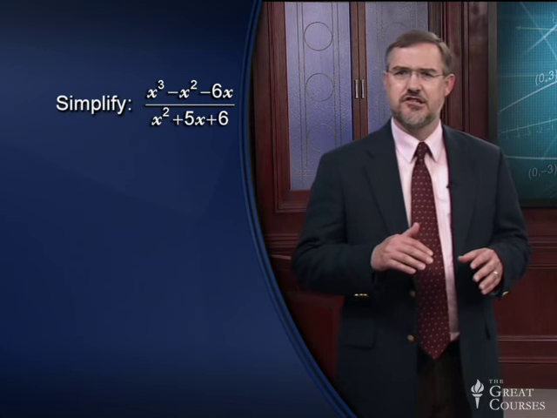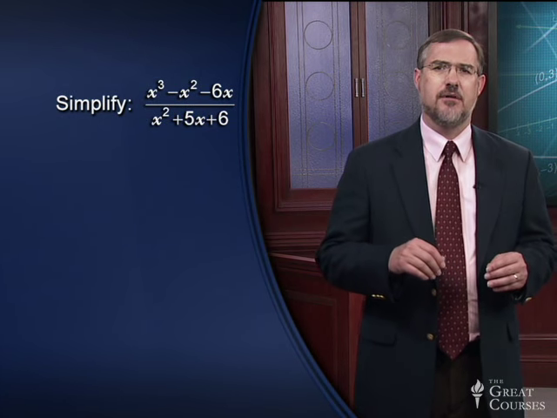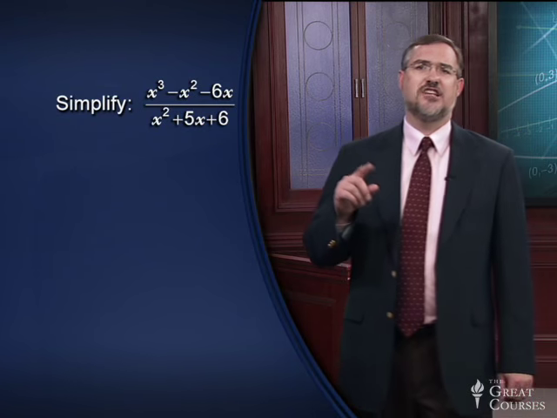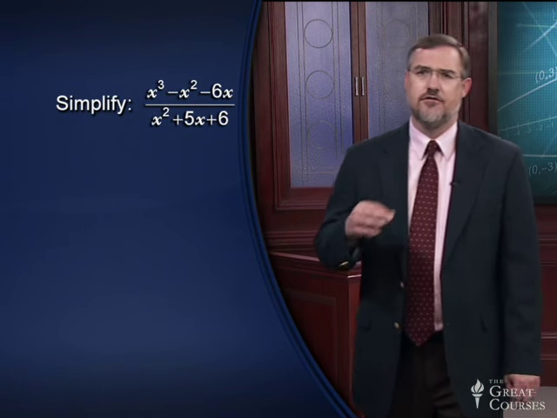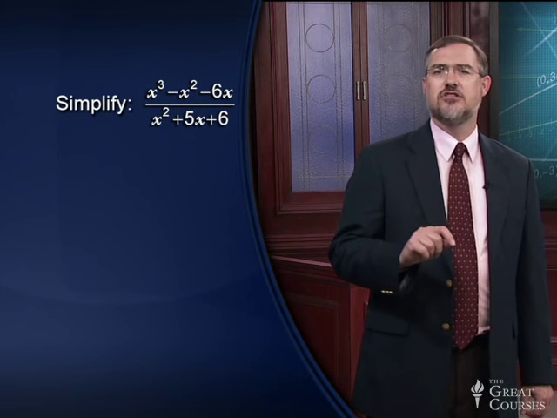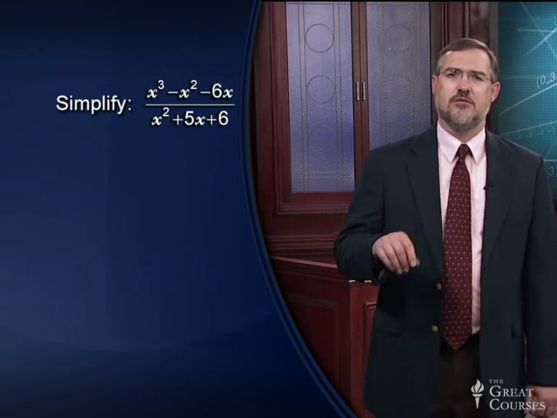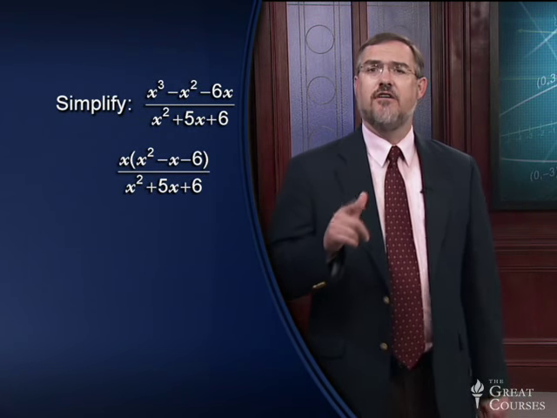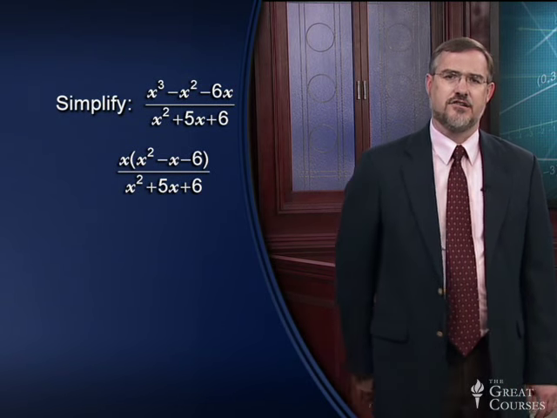Now, let's do one more of these simplification problems and see how it works. The same ideas are going to come into play again, but let's just see what we get. Simplify x cubed minus x squared minus 6x, all divided by x squared plus 5x plus 6. Now, notice that there's an x in all 3 terms of the numerator. So that x is a common factor, and it can be factored out of that numerator. And that's going to leave me then with x times the quantity x squared minus x minus 6 divided by the x squared plus 5x plus 6.